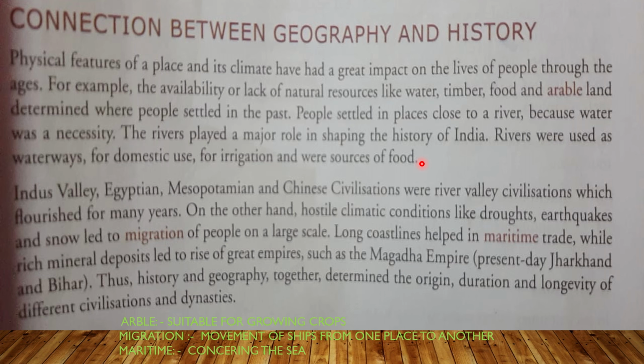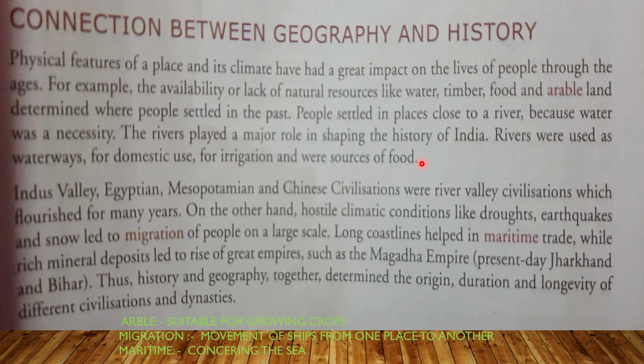Indus Valley, Egyptian, Mesopotamian, and Chinese civilizations were river valley civilizations. I think you will be learning Indus Valley in the next lesson, and then Egyptian, Mesopotamian, and Chinese civilizations. These all flourished for many years. They flourished at around the same time, but not on the same day. There were a few years' difference between each of the civilizations.